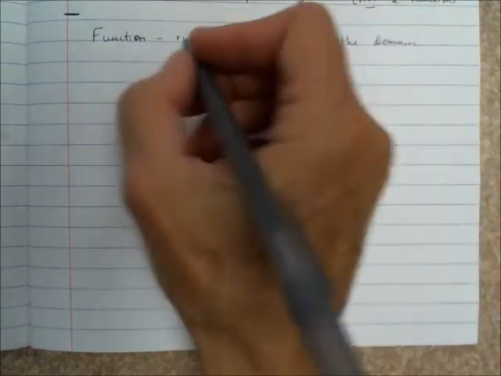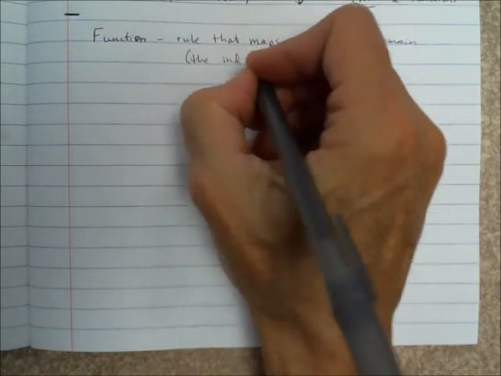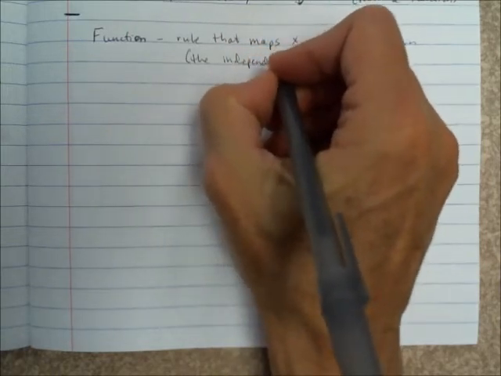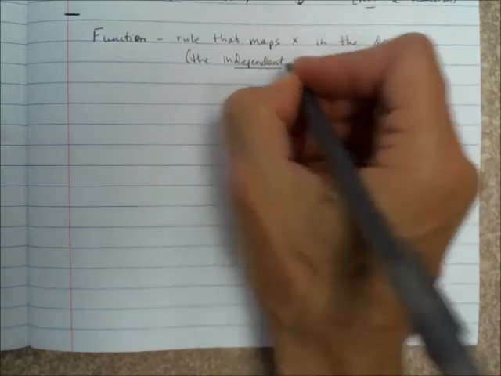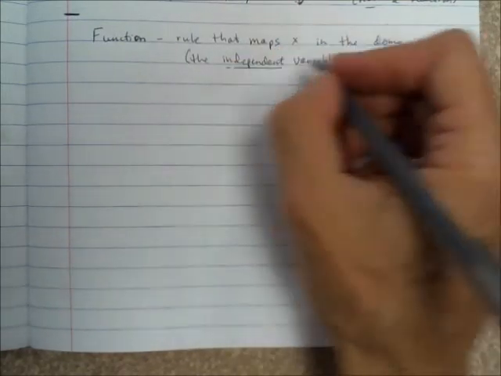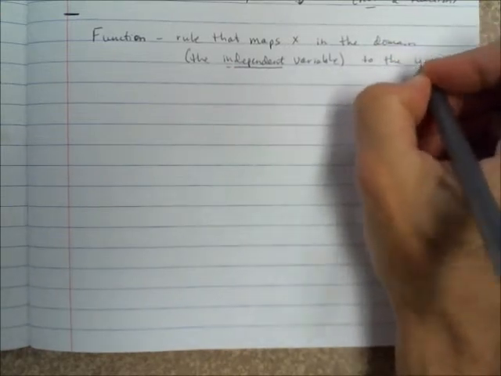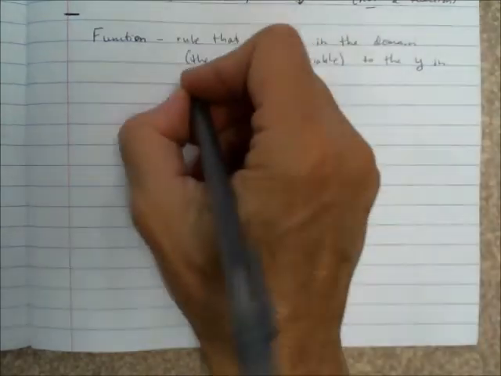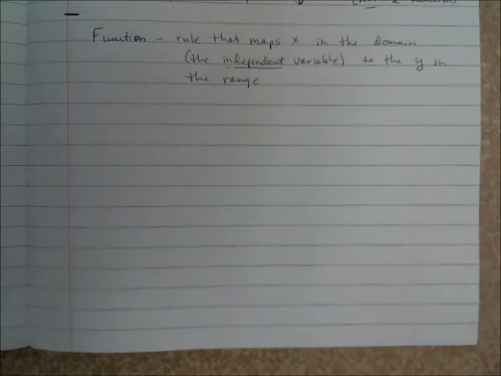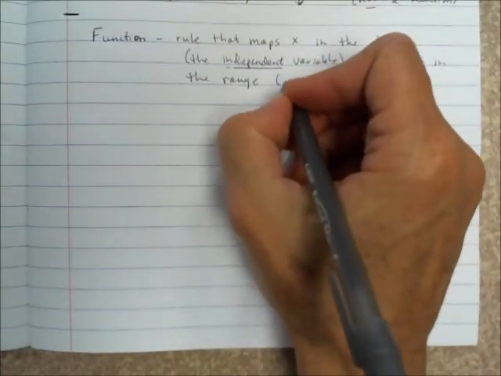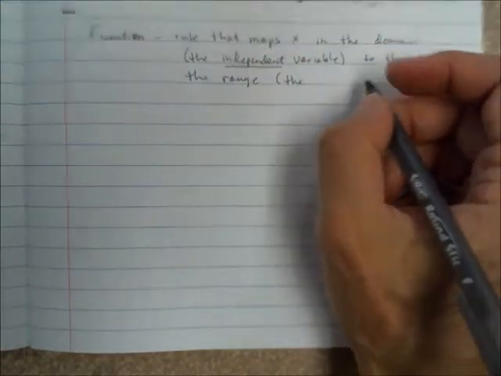and that x value is called the independent variable. That's an important vocabulary word, independent variable. To the y value in the range, and the y value is the dependent variable. Y depends on x. Whatever x is, y will be some kind of a function of it.